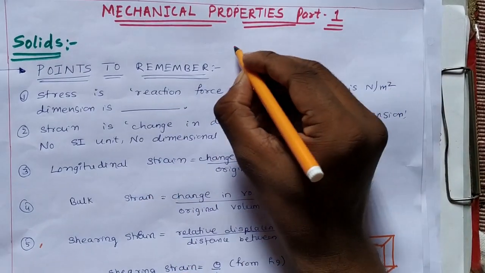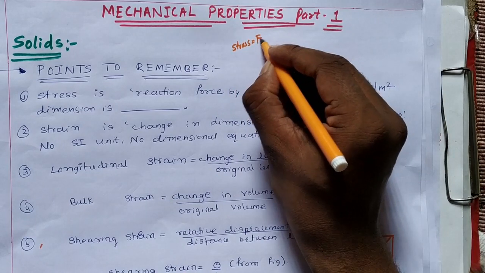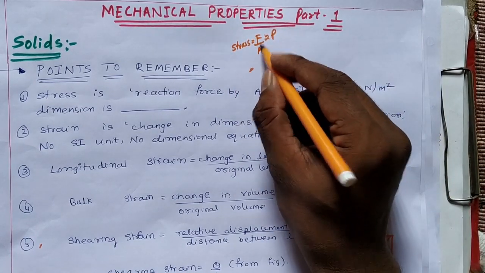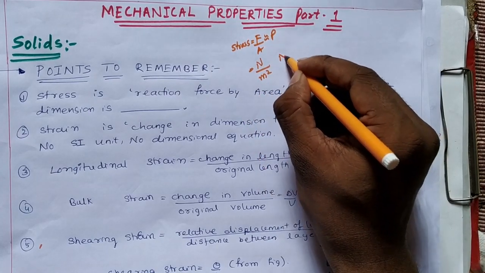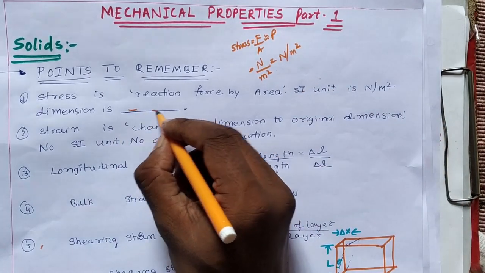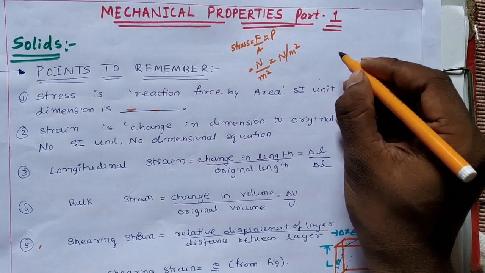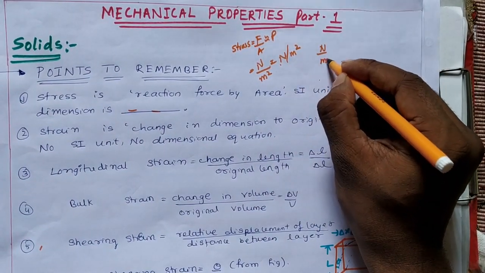What is stress? According to NCERT, stress is nothing but force by area, which is equivalent to pressure. What is its SI unit? Force SI unit is Newton, area SI unit is meter square, so its SI unit will be Newton per meter square. And here dimension also you have to calculate. Do you know what is the dimension of the stress? Stress dimension can be calculated by using this SI unit, Newton by meter square.